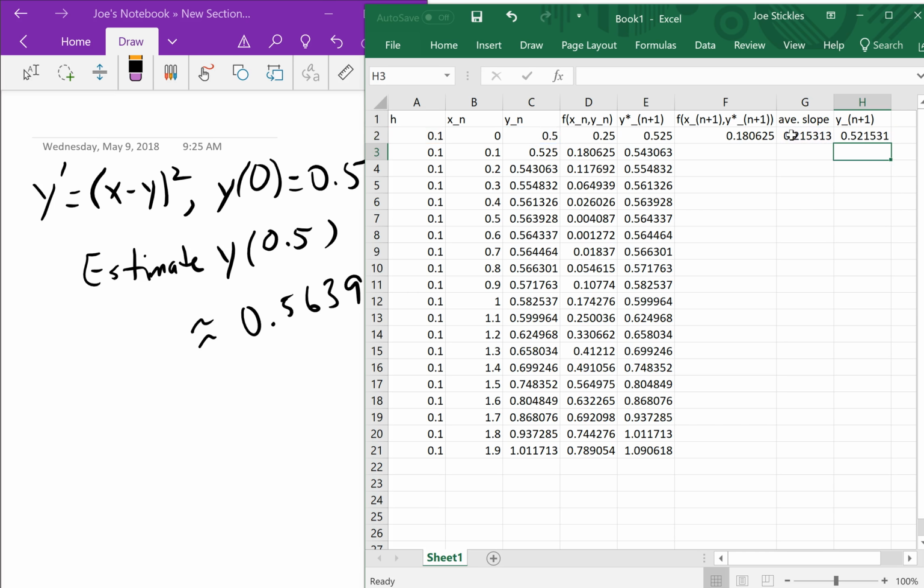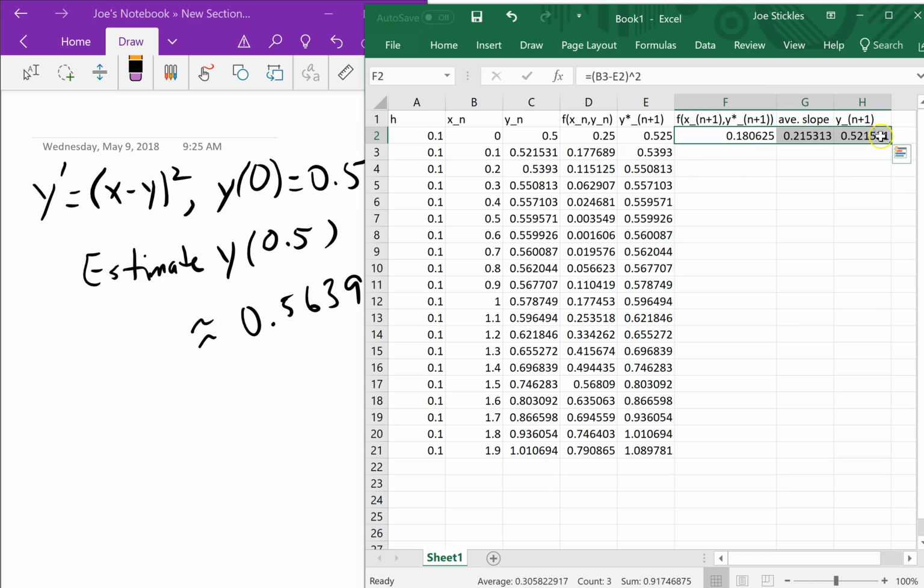And then there's one more modification we need to make, because we need to make sure we copy this new y value down here rather than the one we had before. So we want equals H2 instead. Now we need to copy these down and then take this whole row and copy it down instead.